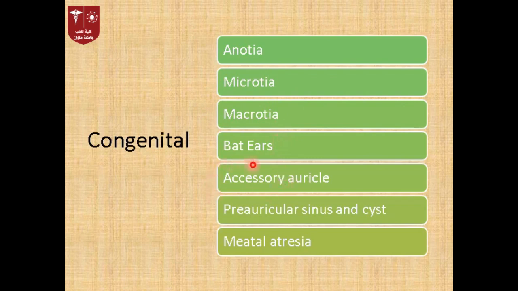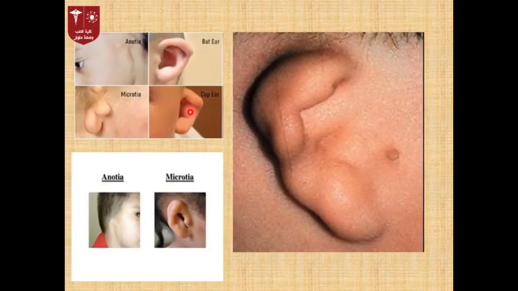Another congenital anomaly is the accessory auricle, preauricular sinus and cyst, and finally the atresia of the external auditory canal, what we call congenital meatal atresia. Let's take a look at these photos showing the different anomalies of the external ear.